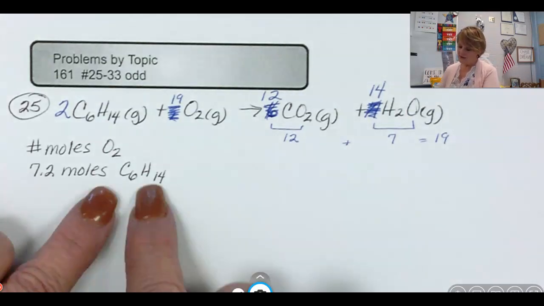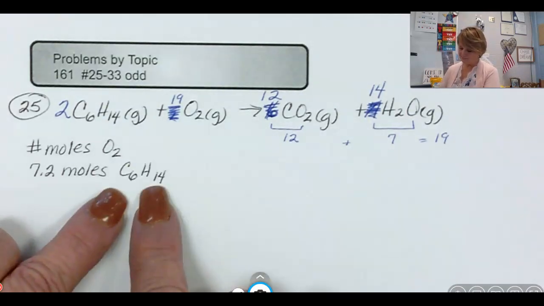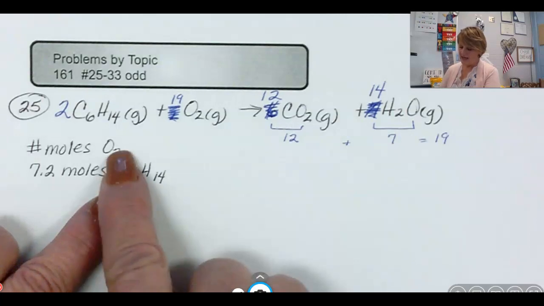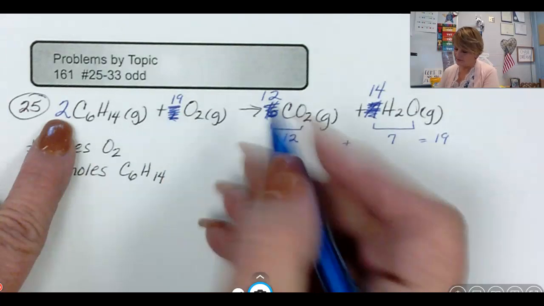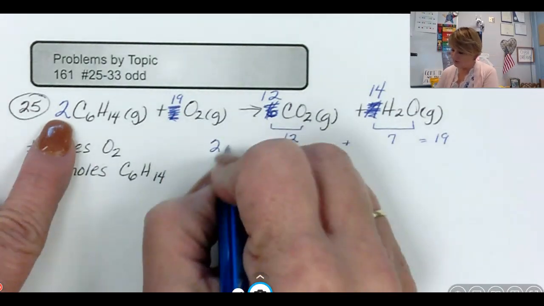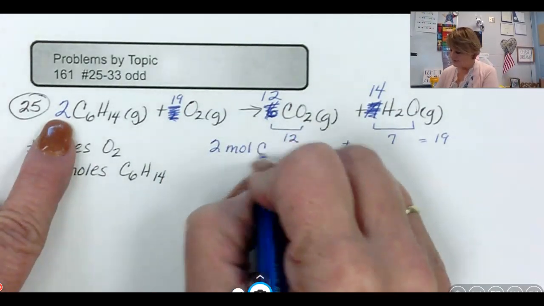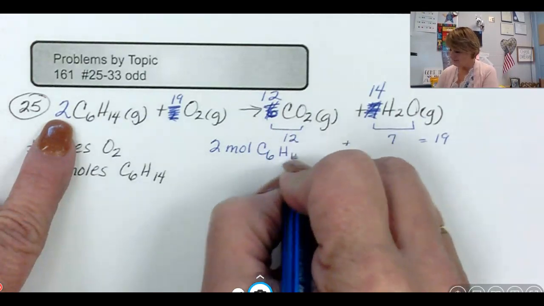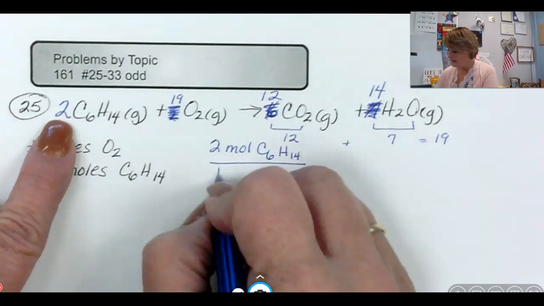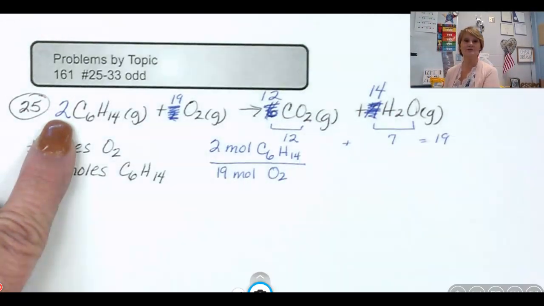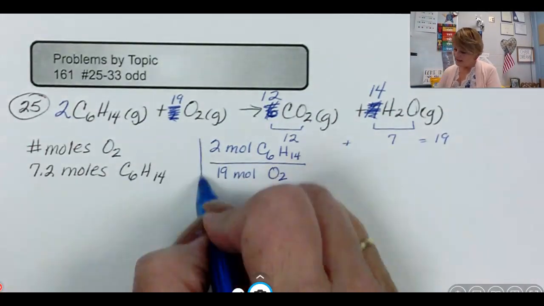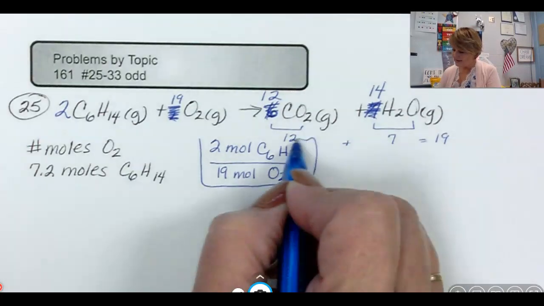But I do need to know the mole ratio between hexane and oxygen. And so here's my 2 to 19. Okay, so for every 2 moles of hexane, I need 19 moles of oxygen. So just write that somewhere. At least I do. You don't have to.